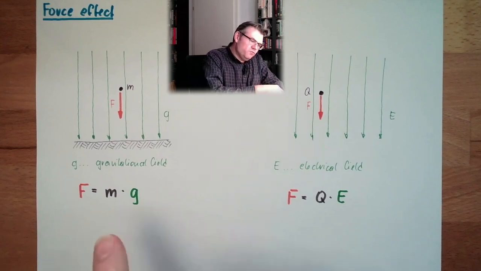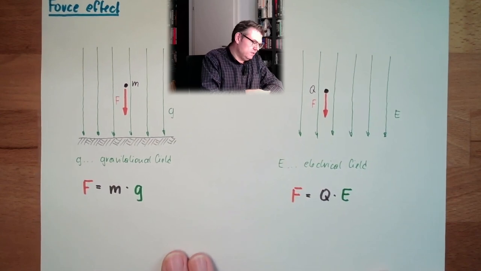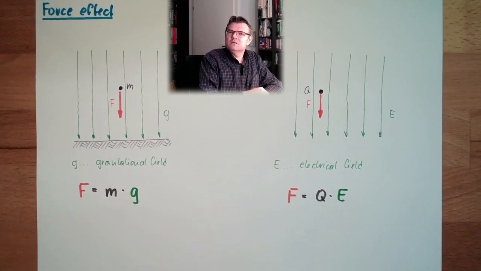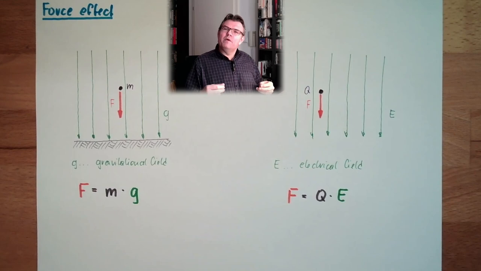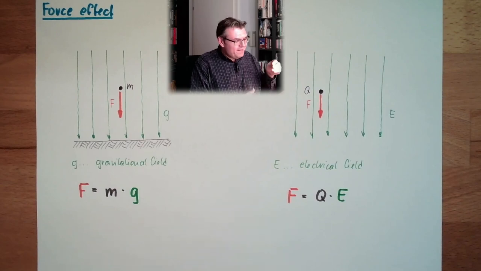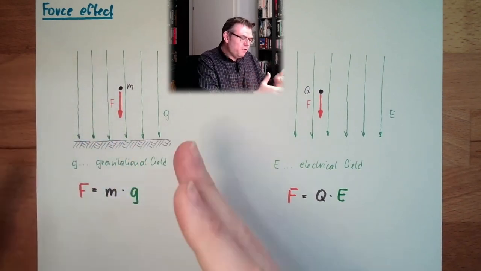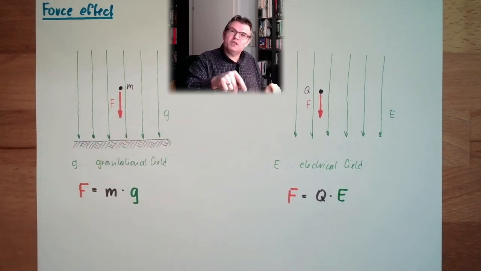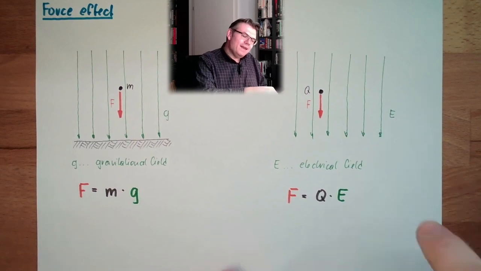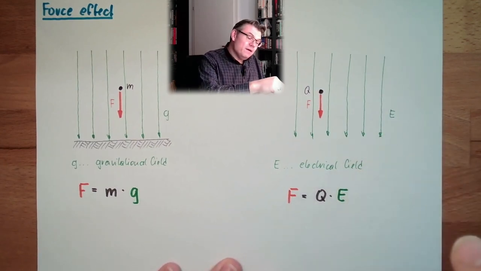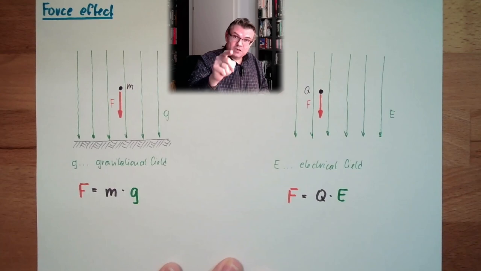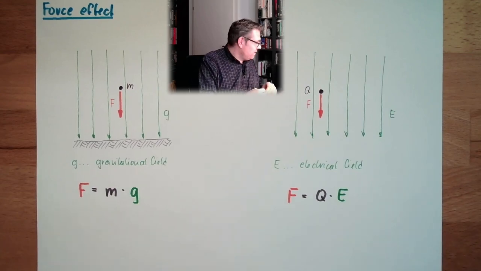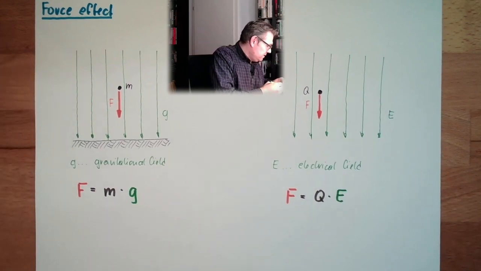Now, what is causing this field? What is causing the gravitational field, for instance? Mass. I also have my own gravitational field around me, but compared to the Earth's gravitational field, it's a lot less. The mass of the Earth is generating the gravitational field of the Earth, which has an effect on other masses. And here it's exactly the same. The electrical field is produced by charges and has an effect on charges. So we can think about that here is some plate.